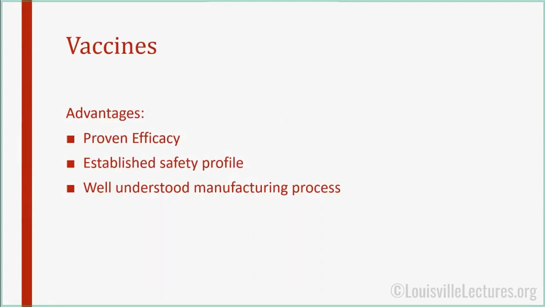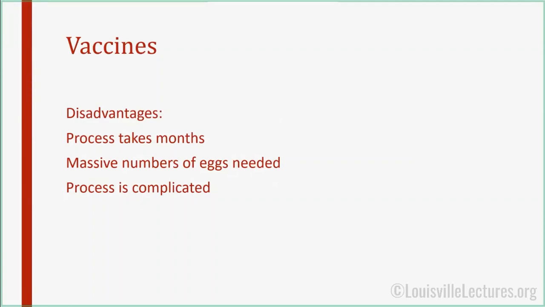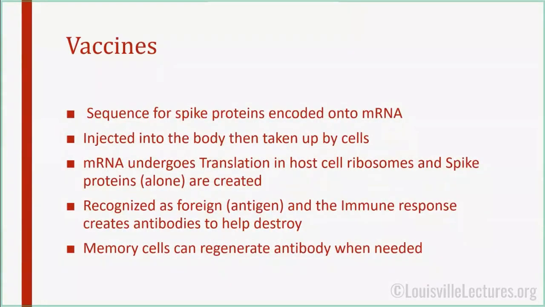And the advantages of the traditional way of making these vaccines, they do have proven efficacy, they do have an established safety profile, and they are well understood in the manufacturing process. Some of the disadvantages, however, of this process is it takes months and months for them to be made. Also, massive amounts of eggs are needed for the process. And the process itself is complicated. Now, one of the newer processes that some of the companies are using to make vaccines is the use of messenger RNA.